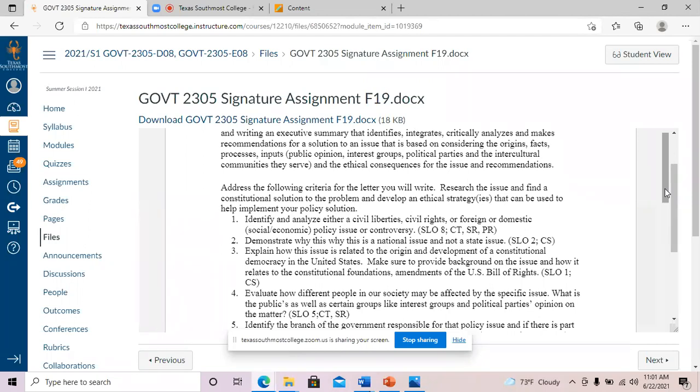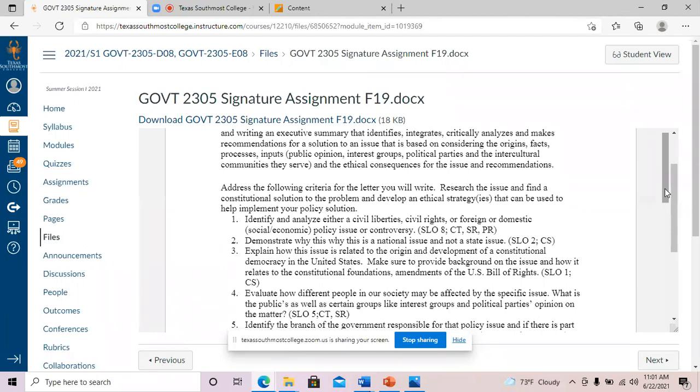So you want to make sure that the solution that you pick is ethical, that it falls within ethical lines, and that it's also consistent with the Constitution, right? An example would be, let's say you wanted to write about the gun issue, you can't ban all guns, right? Because we have the Second Amendment, right? So you want to make sure that the solution that you pick is constitutional and that it's also ethical.